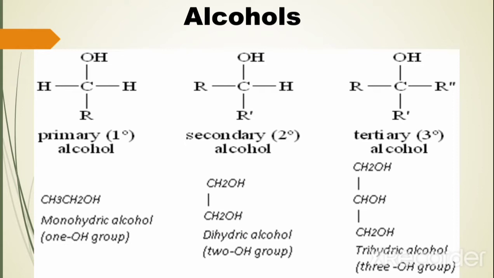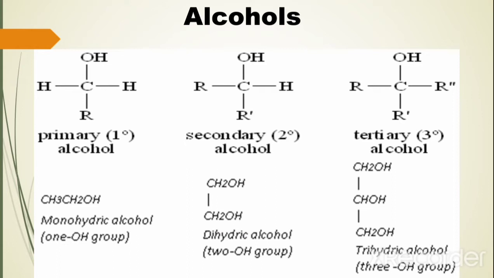Because the carbon that is directly attached to the hydroxyl group is further attached to one alkyl group, that will be known as primary alcohol. And when the carbon that is directly attached to the hydroxyl group is further attached to two alkyl groups, that will be named a secondary alcohol. And in the tertiary alcohol, the carbon that is directly attached to the hydroxyl group is further attached to three alkyl groups, that will be known as tertiary alcohols.